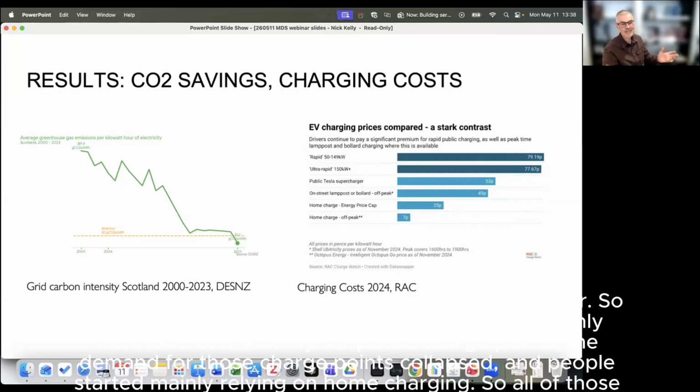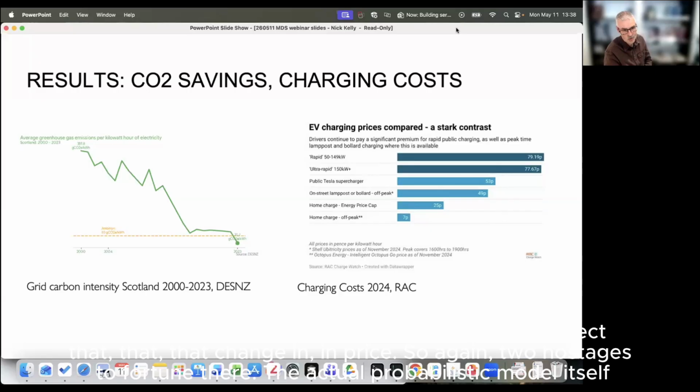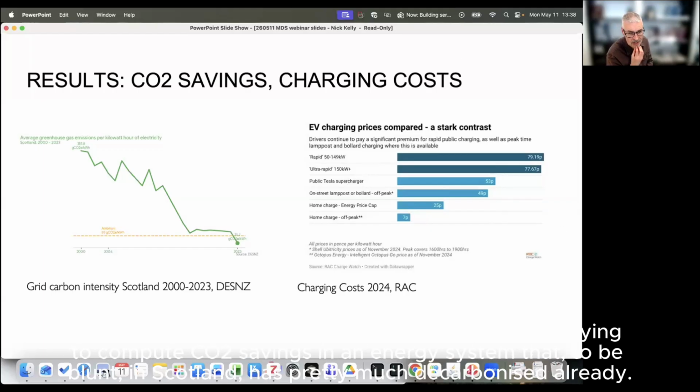So all of those nice statistics that we gathered for charge taken, when charges start, what the probability of a charge point being used, all of that is effectively redundant. The form of the model is still fine, but what we're now having to do is recalibrate that model with more recent data from Transport Scotland to reflect that change in price. So again, two hostages to fortune there: the actual probabilistic model itself, but also trying to compute CO2 savings in an energy system that, to be blunt, in Scotland is pretty much decarbonised already.